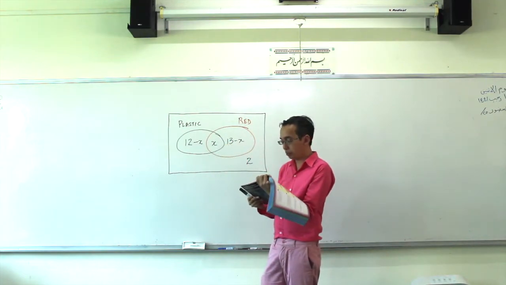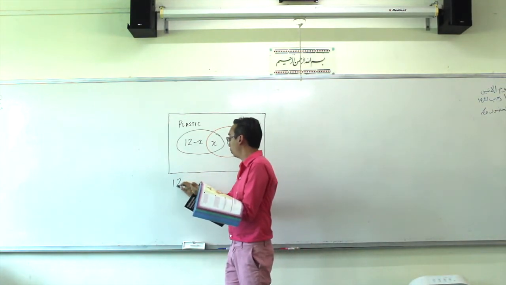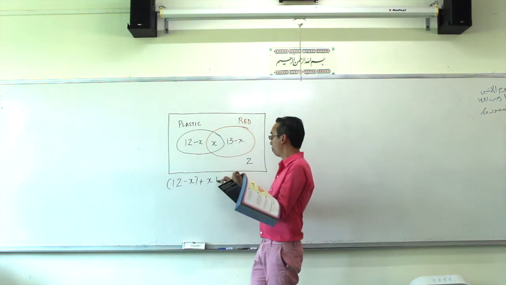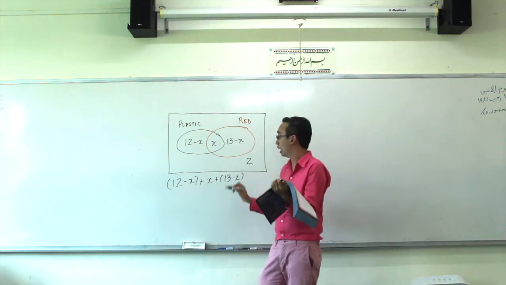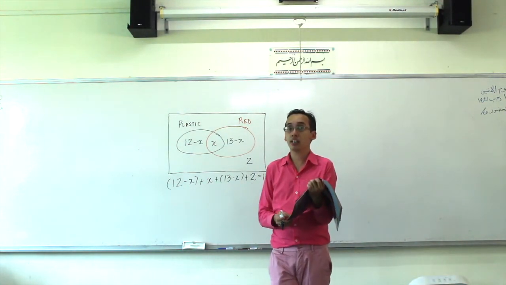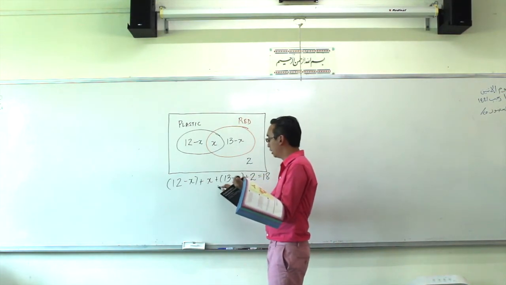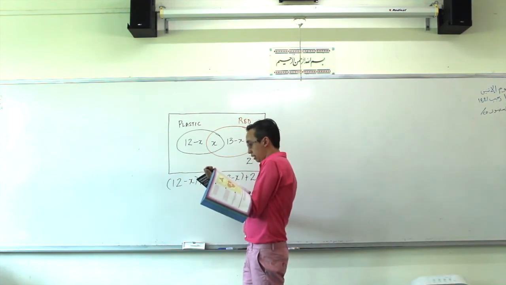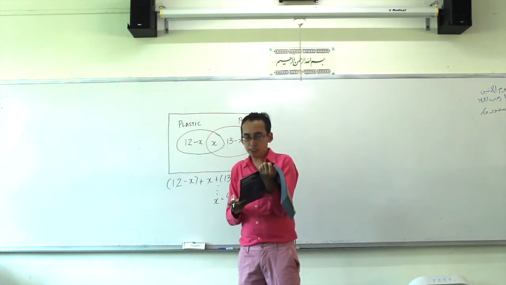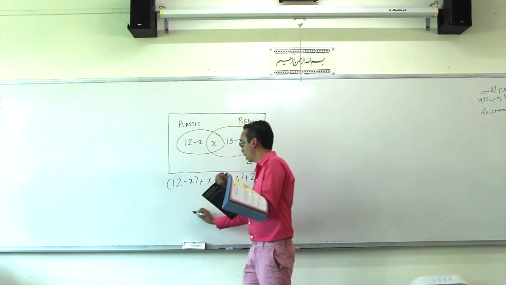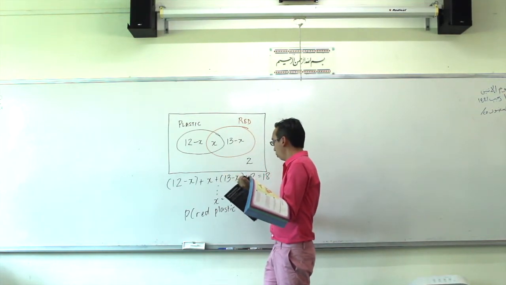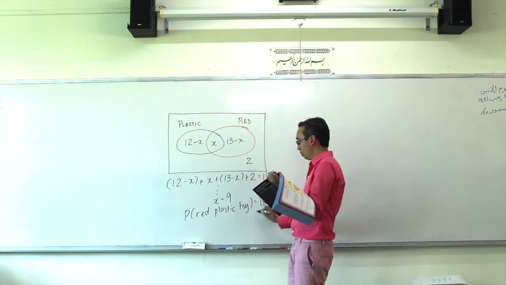What we know is, same like just now, 12 subtract x, plus your x, plus your 13 minus x, plus the 2, don't forget, must be 18 because Daniel has 18 toys. Solving for this, you will get that x is 9. Since there are 9 toys that are plastic and red, the probability of getting a red plastic toy will be 9 out of 18, which will give you half.